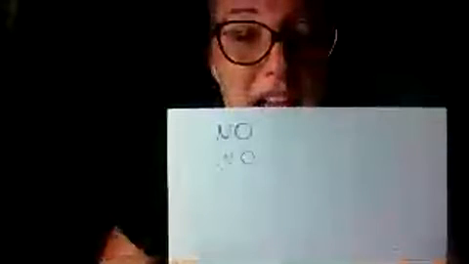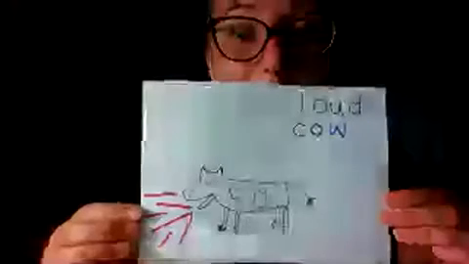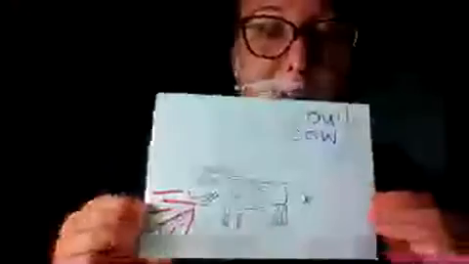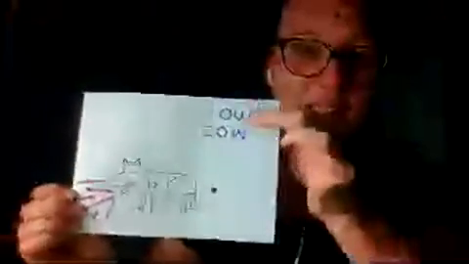So I made a silly picture. I made a loud cow. Kind of looks like a cow blowing fire, but it's supposed to be loud. Again, putting these letter combos together, the OU and the OW make the ow sound, like a loud cow.